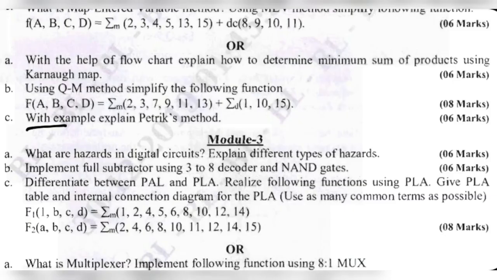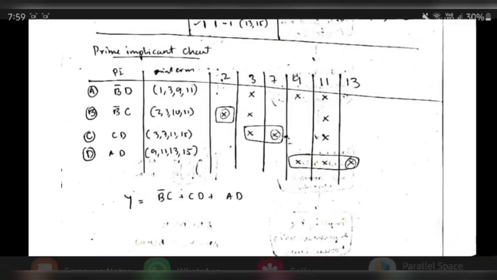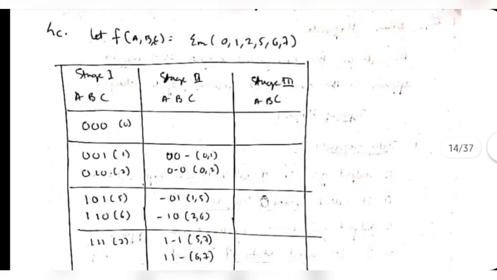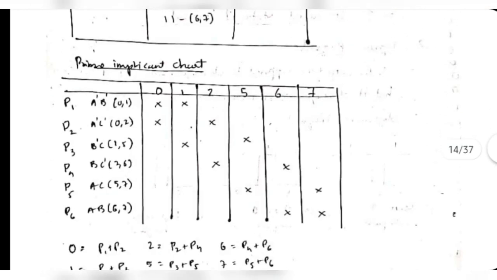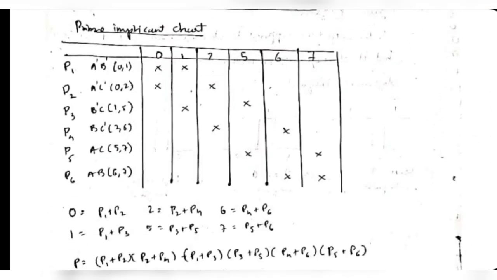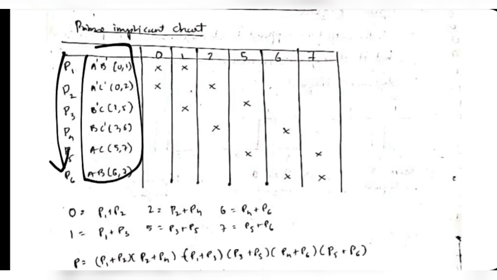The next question they have asked is, with an example, explain Petrick's method. Now Petrick's method is similar to the QM method, just the change will be in the last step. In Petrick's method also you will do the same thing: for the function which they have given, make these stages as in the QM method and write these values, and after that make this prime implicant chart. The only change comes here: after writing all these values you will mention them as P1 to P6.